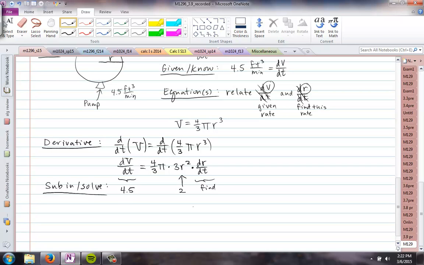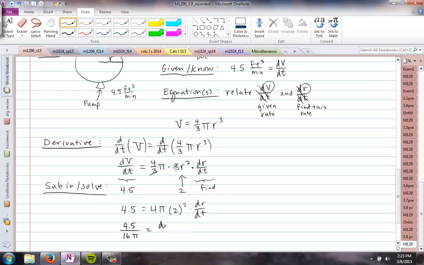We'll have to wait. So anyway, note that we can just plug everything in now and then just do some algebra to solve for, well, let's cancel these 3's first actually, for what we're trying to find, which is dr over dt. Okay, so we get 4.5 divided by 16 pi.